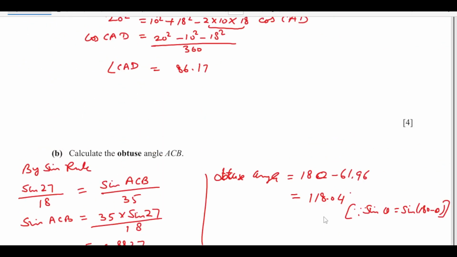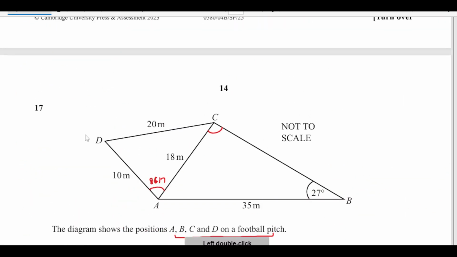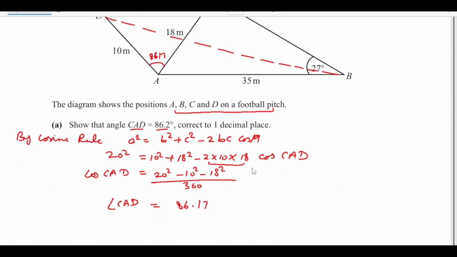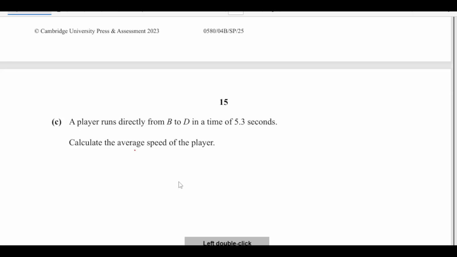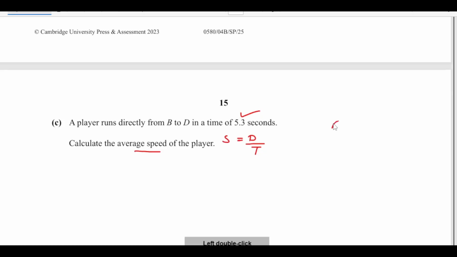Okay. Now next one, part C: a player runs directly from B to D in 5.3 seconds, right? So from B to D, I will go back to the diagram. We are looking for now this line. We have to find this BD, then this angle here. The question is to find the average speed. So for the speed, we need distance over time. Time we do have here. Distance we are going to find out.